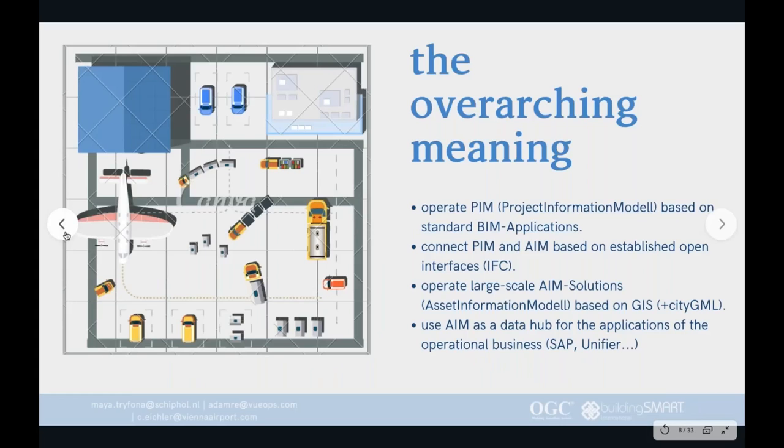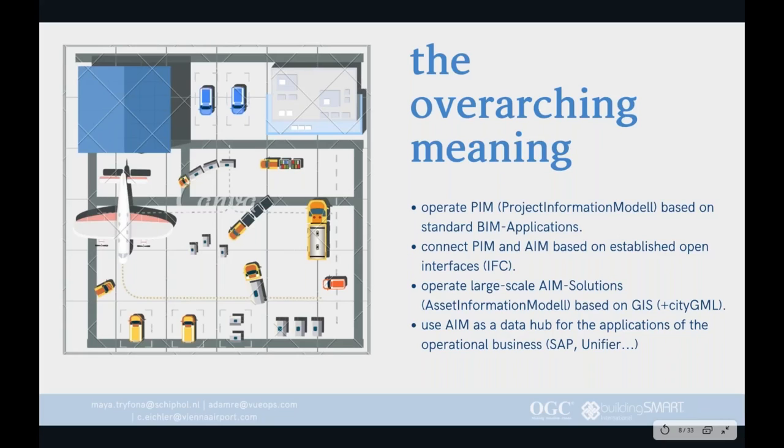So the overarching meaning of our working group is that we need a connection between a project information model area and an asset information model area. Maybe all of you know this wording here. This is coming from the ISO 19650. This is something like the whole basic document for operating assets, and also for scheduling, design and construction.